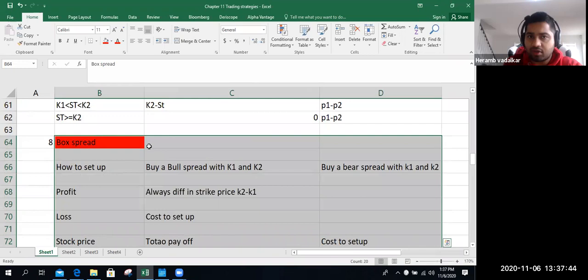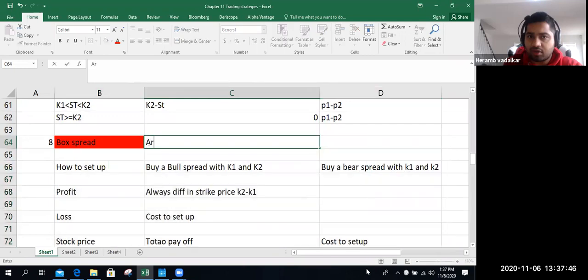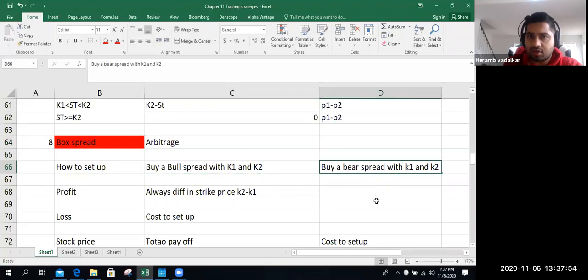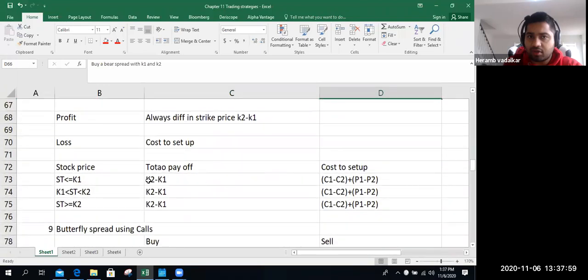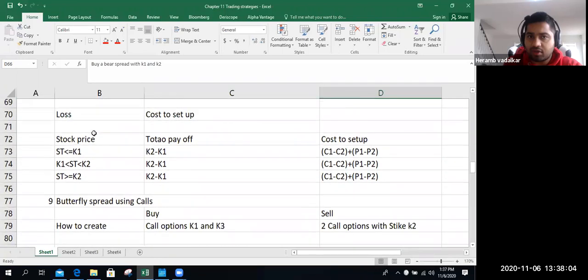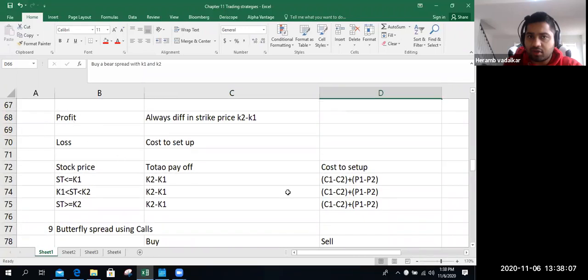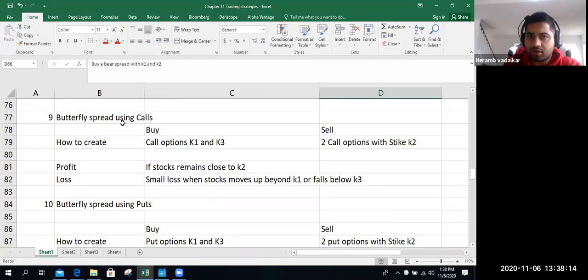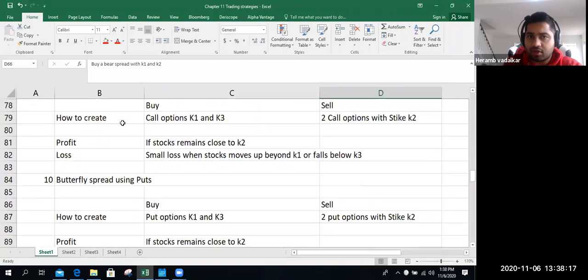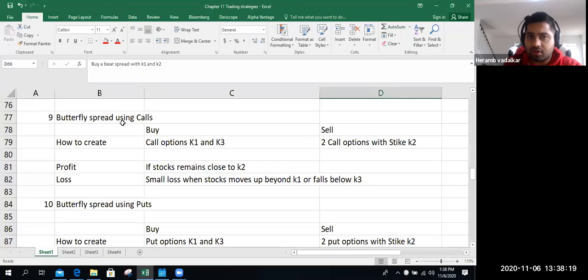So the box spread is basically an arbitrage strategy. How to set it up? Do a bull call spread, do a bear put spread. Profit will always be the difference in the strike prices. Loss will be the cost to set it up. If there is a difference between profit and loss and you're making money, then you do an arbitrage, that is, you do a box spread.